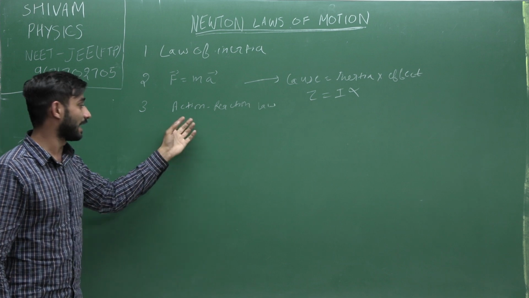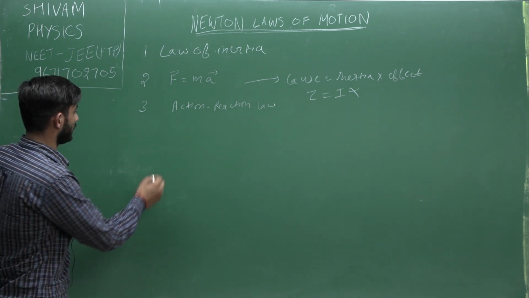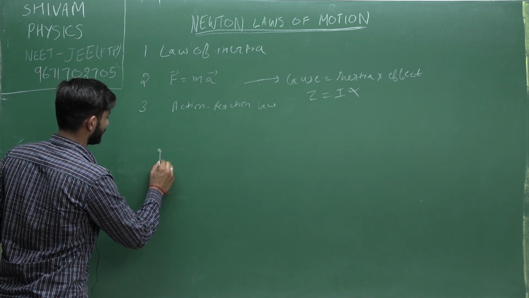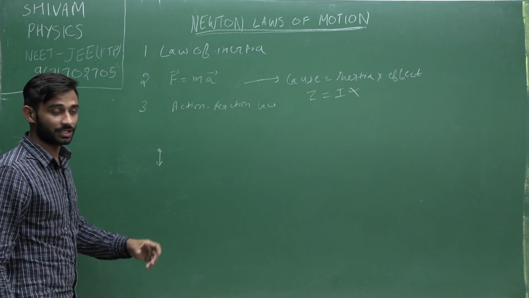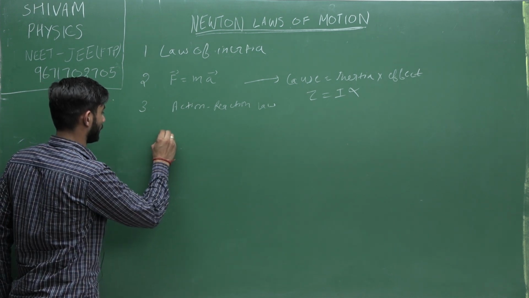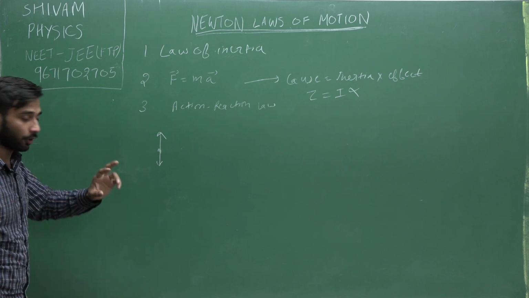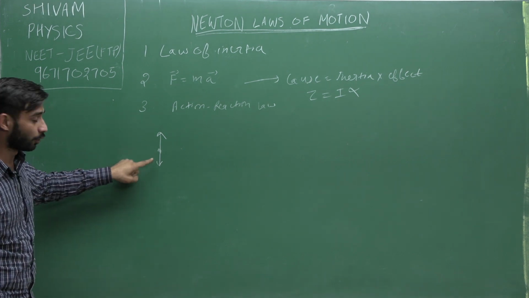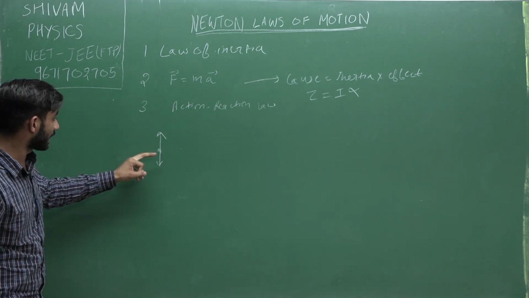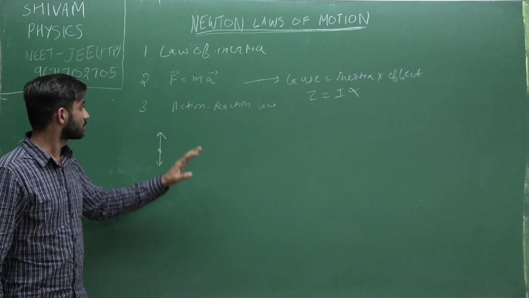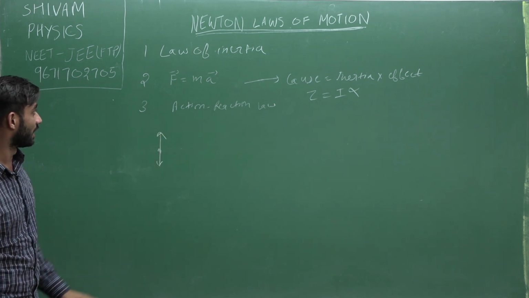Now the third law is the action-reaction law. Suppose a body applies a force on another body in the downward direction. As a result, this body also applies a force on the first body in the opposite direction. Note this: these two forces don't cancel each other because they are acting on different bodies. These are Newton's three laws.